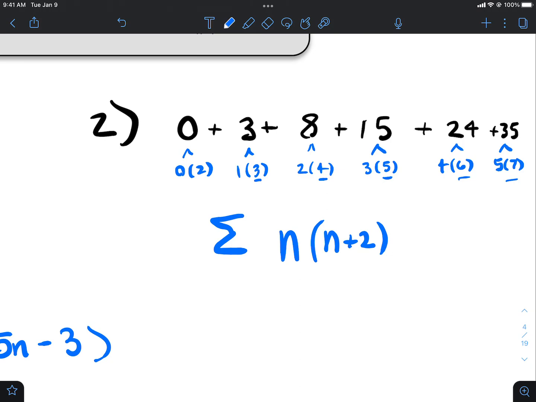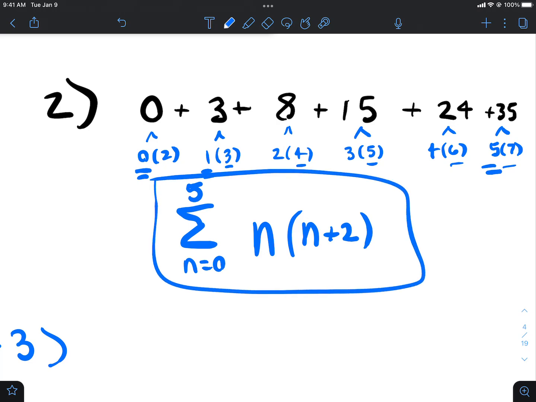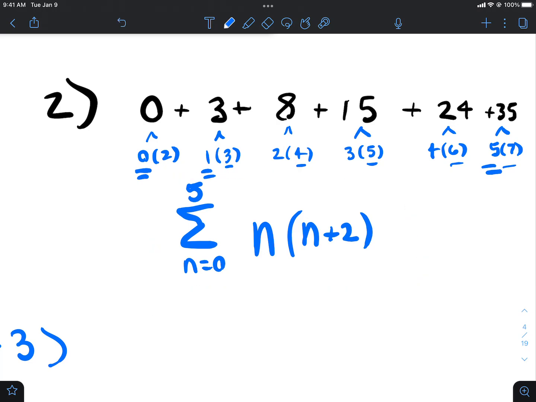Okay, so then you can put in your summation notation. The first thing you want to plug in, you want 0 to be your first number. So you can start out at n equals 0, and then that would go all the way up to 5 right there. And then you could leave it like that. So that's one way you could do it.